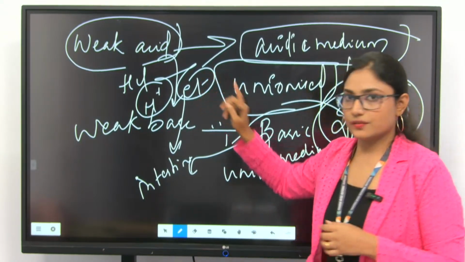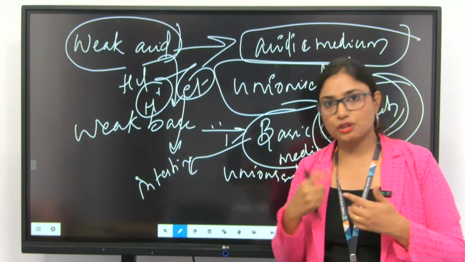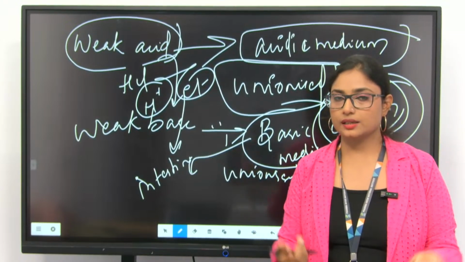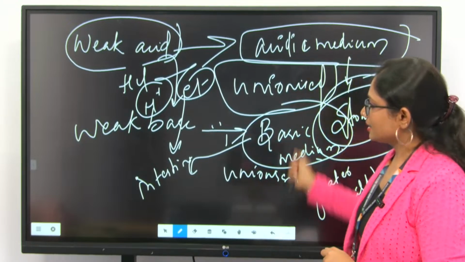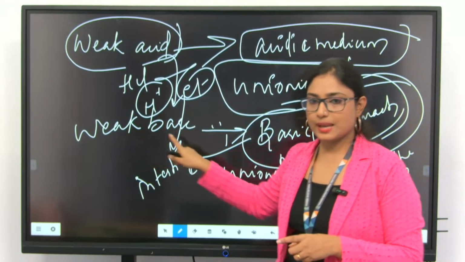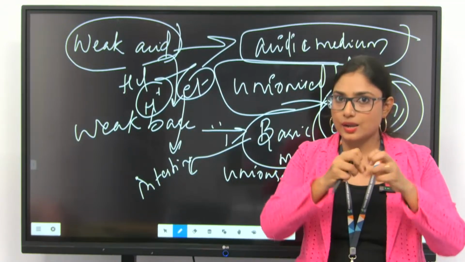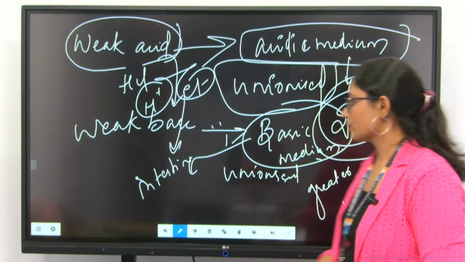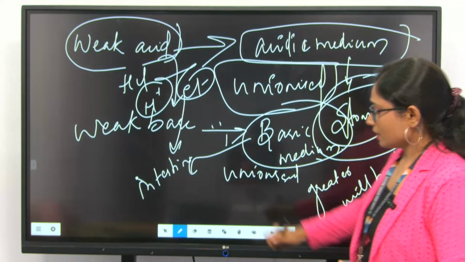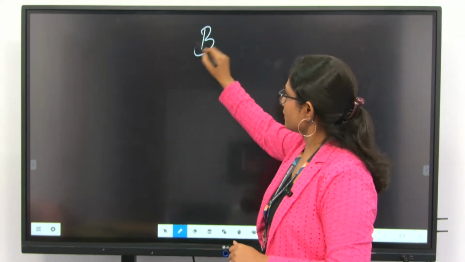So when I give a weak acid drug in basic medium, when we change that medium to basic, the ionization will be more, and greater will be the excretion. Similarly, when I give a weak basic drug in acidic medium, greater will be the ionization, and more will be the excretion. Okay. So what about when the drug is a weak basic drug?